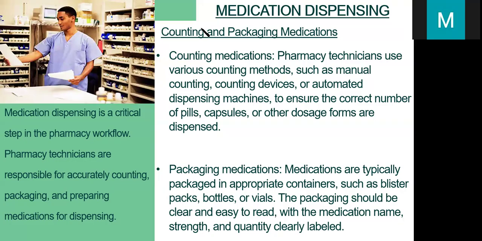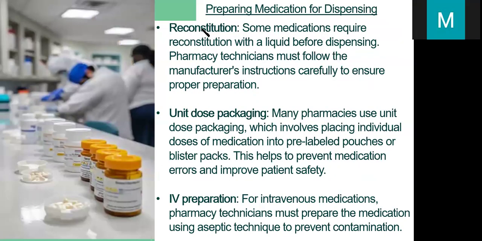So we have different things that we use to package the bottles. We have vials, like we talked about yesterday. We have blister packs. Now, it should be easy and clear to read. If you are packaging it, it should be clear to read with the name of the medication, with the quantity labeled, and with the strength as well. So these are very important.